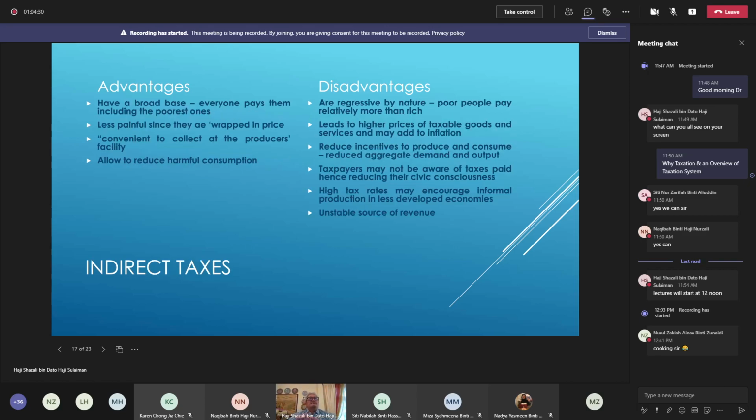Indirect taxes, okay. Advantages is they have a broad base. Everyone pays them, including the poorest ones. When you put VAT, when you go to the supermarket and buy your stuff, whether you're rich or poor, you all still have to suffer the VAT. Less painful since they are wrapped in the price.